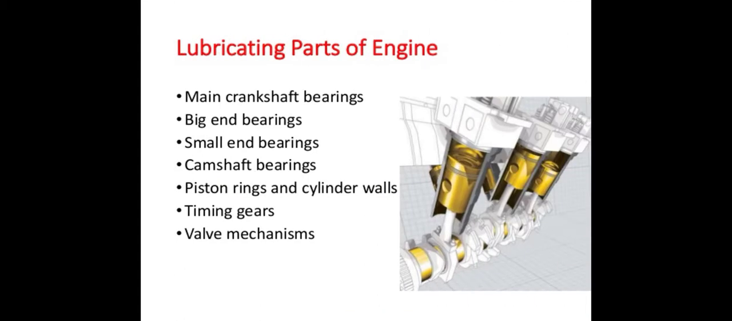Lubricating parts of the engine. There are some lubricating parts in the engine. They are main crankshaft bearings, big end bearings, small end bearings, camshaft bearings, piston rings and cylinder walls, timing gears, and valve mechanisms.